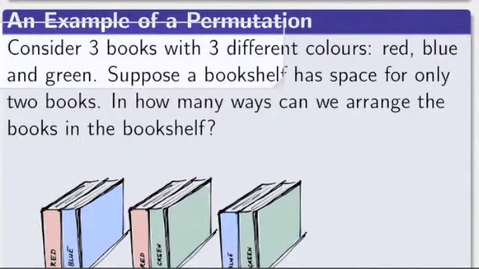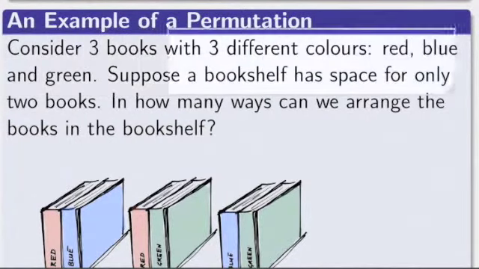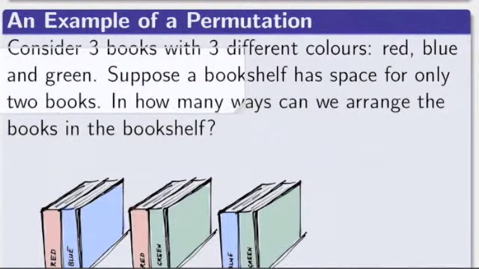We now introduce the concept of permutation by considering an example. Consider three books with three different colors, red, blue and green. Suppose a bookshelf has space for only two books. In how many ways can we arrange the books in the bookshelf?